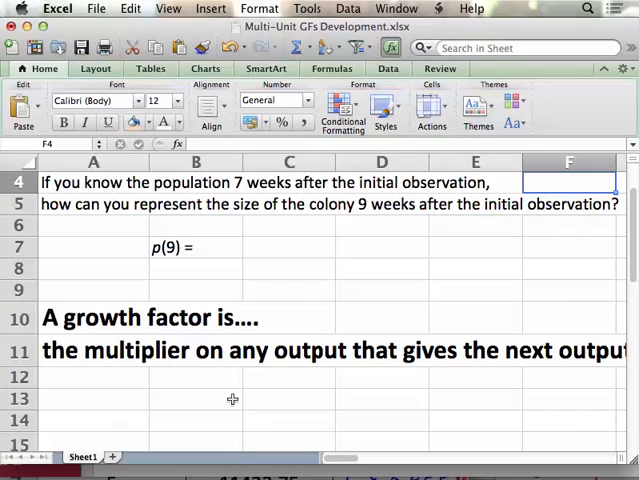Okay, so just a reminder, what is a growth factor? This is the centerpiece of exponential growth. It's a multiplier on any output that gives the next output. So now we need to specify, what do we mean by the next output? Do we mean 1 unit later? Do we mean 2 units later? Do we mean 5 units later? So now next is kind of a varying situation, okay?